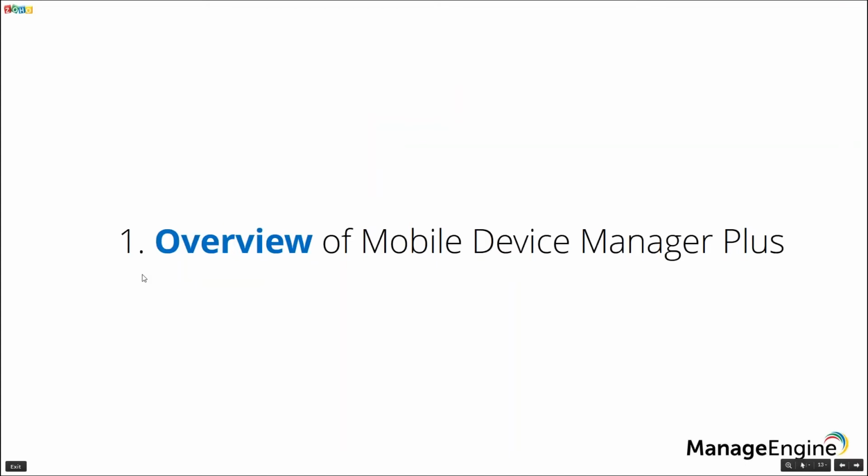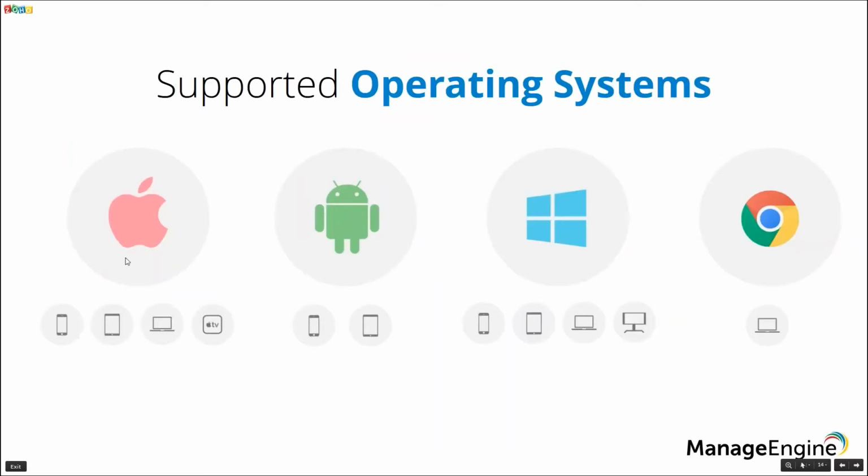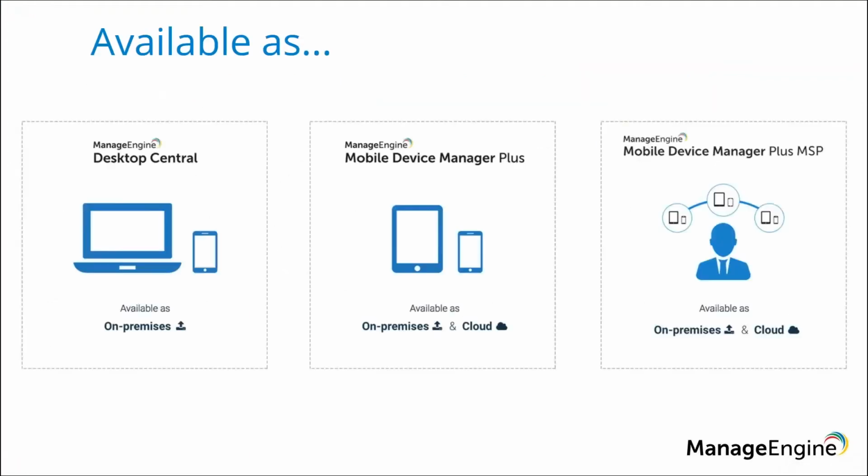So first, like I've said, let's see the overview of the mobile device management solution. These are the supported operating systems and device types which can be managed using our MDM solution. For iOS, you'll be able to manage iPhones, iPads, MacBooks, and Apple TVs within the MDM. For Android, it is possible to manage Android mobile phones and tablets. For Windows, you can manage Windows devices, Windows tablets, Surface Hub, and laptops. And Chromebooks can also be managed within the MDM itself.